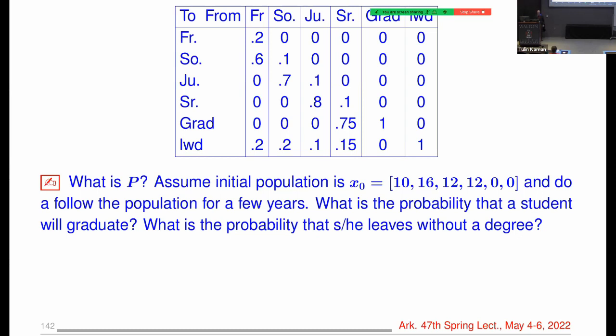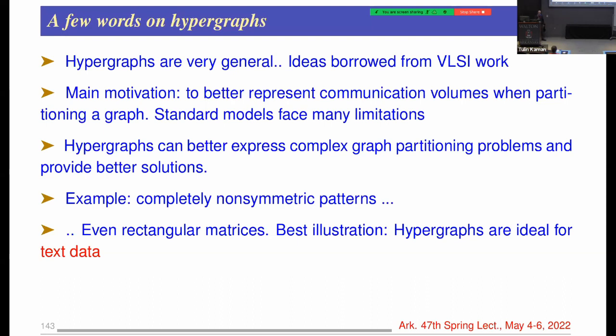Okay. All right, good enough. So just a couple of words about hypergraphs. Just like bipartite graphs, hypergraphs could also be useful in some other situations. They have actually been present for a long time in the VLSI world, okay? But they came to the scientific computing community when people started looking at graph partitioning and how to optimize matrix vector products for large sparse matrices.